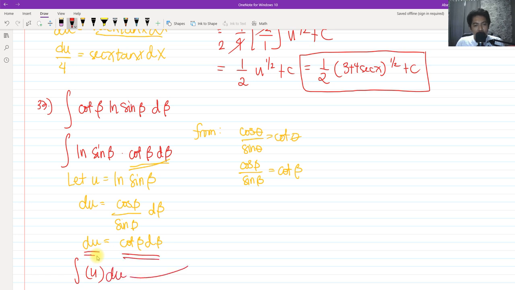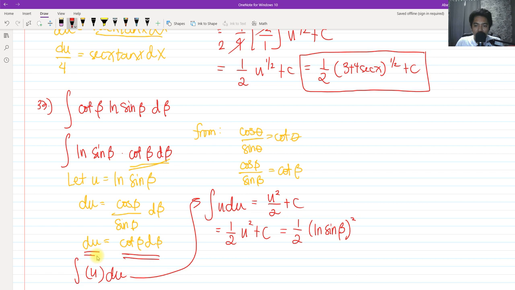So simply, we're evaluating the integral of u du, and that is simply u squared all over 2 plus c. Or in other words, we have 1/2 u squared plus c. We have to substitute back the value of u, and that is 1/2 ln of sine beta, squared, plus c. Okay? Or in other words, we have 1/2 ln squared of sine beta. That is the same as this one. Still the same. So that is our final answer for this given integral.